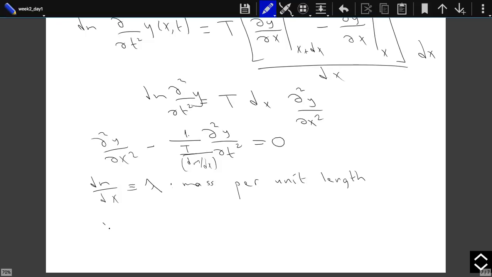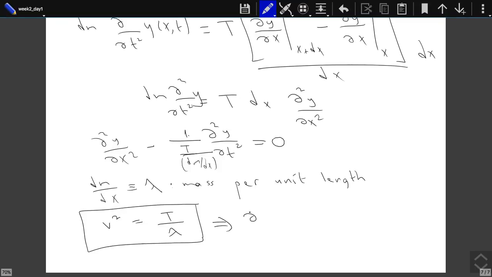So if you write v squared as T over lambda, then del squared y by del x squared minus 1 over v squared del squared y by del t squared is equal to 0. Well, this basically tells me that there are waves. I can create waves on my string, and those waves will all have the same velocity. They will all have the velocity given by the tension and the mass density.